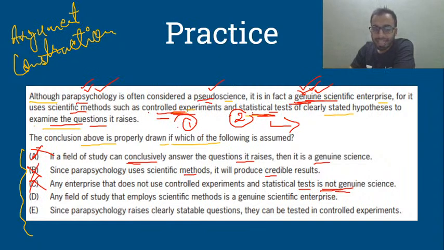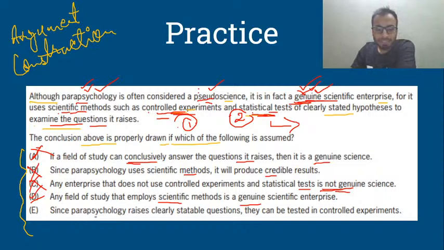Let's look at D. Any field of study that employs scientific methods is a genuine science. Right? This is what they are trying to say, that because pseudoscience uses scientific methods, it is genuine science. So, any field of study that employs scientific methods is genuine science and is not pseudoscience. Alright, this looks to be the correct answer.